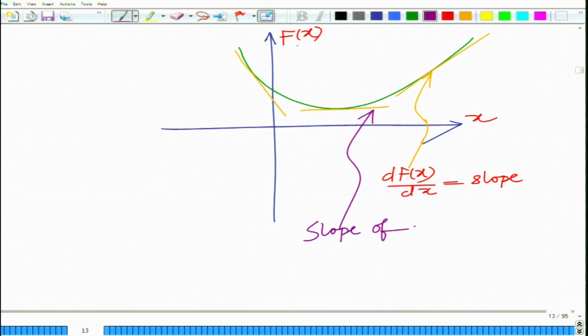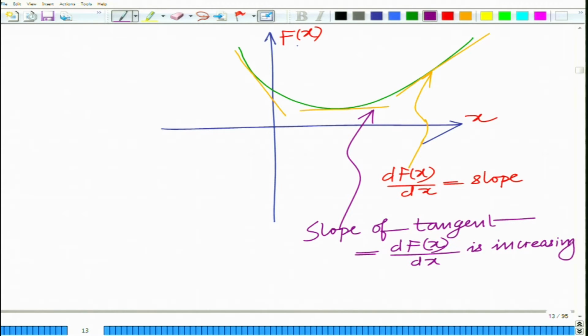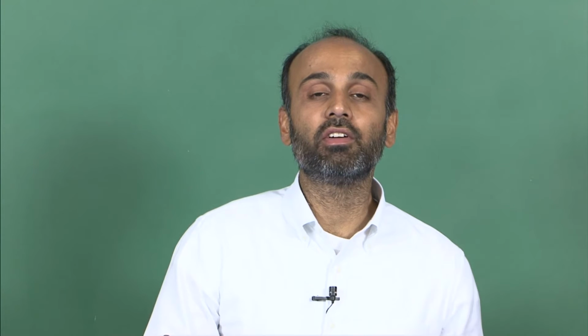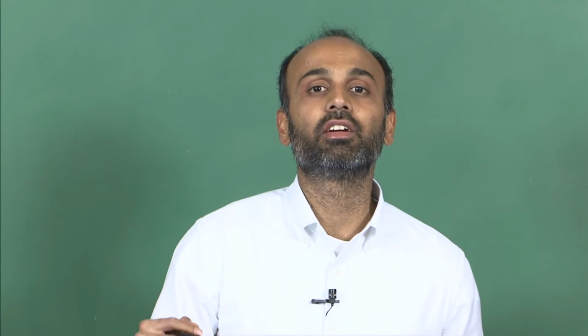Always, slope of tangent equals df(x) by dx is increasing, which means we know the test for an increasing function is if its derivative is greater than or equal to 0. Alright. A function is monotonically increasing if its derivative is greater than or equal to 0.